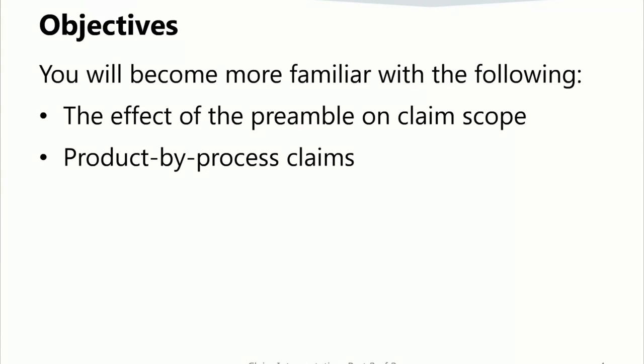Claim Interpretation Part 2 covers what a preamble is, how important a preamble is for claim interpretation, and how to interpret product-by-process claims. It builds on materials covered in the Claim Interpretation pre-lecture, which introduced how claims are structured, and Claim Interpretation Part 1, which covered broadest reasonable interpretation, definition of terms, functional language, and intended use.